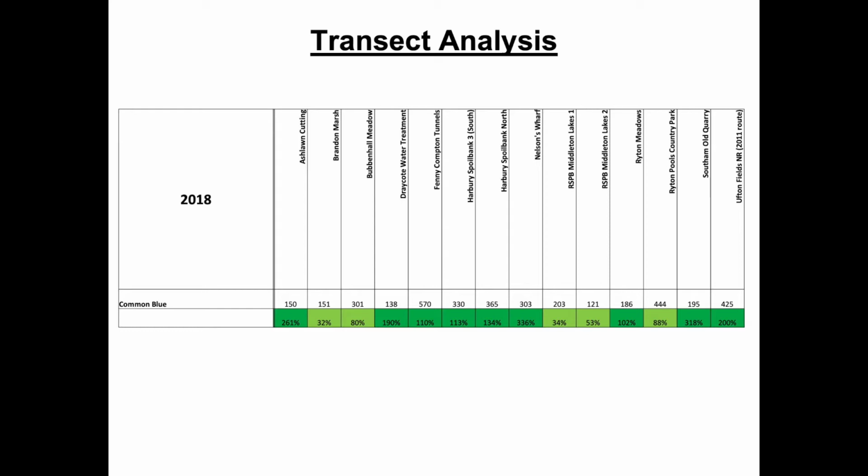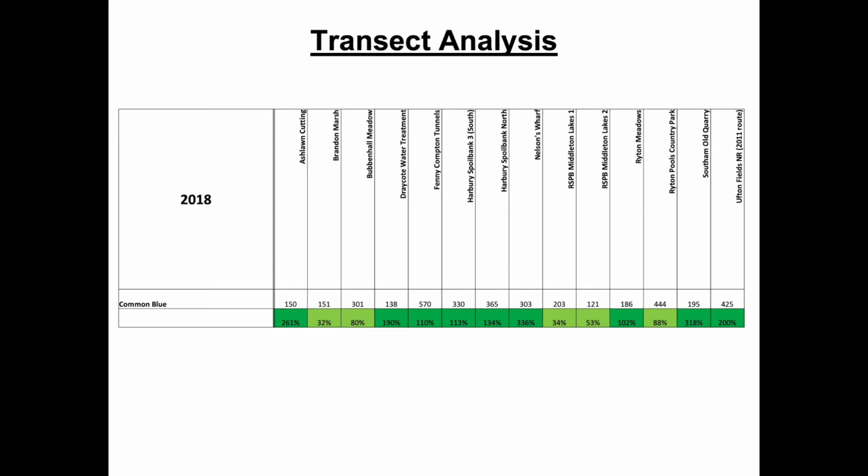But this is where the analysis starts to be interesting, because you can see there's 5 sites here, Brandon Marsh, Bucknell Meadows, etc., that all had below 100% increase. So when we look at this, we think, why did this happen? And of course, you know all these sites very well.